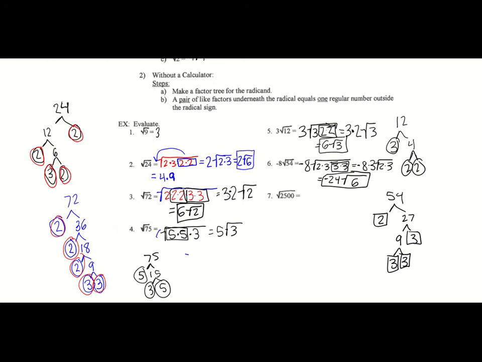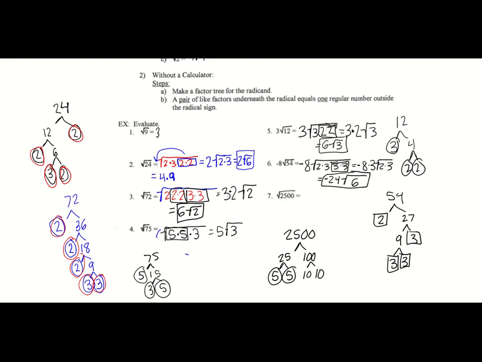Number 7, we are breaking up 2,500. I know that this right here is 25 times 100. I can break 25 up into 5 times 5. Those are my final numbers on this side. I can break 100 into 10 times 10.